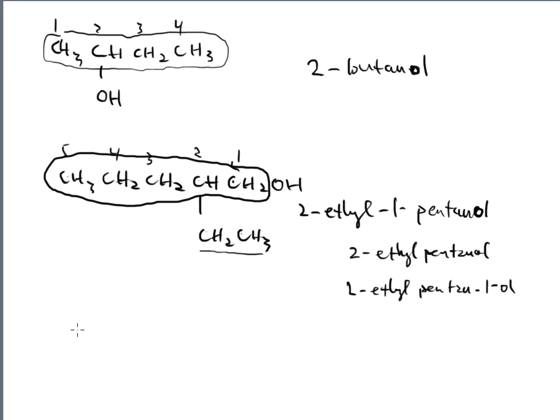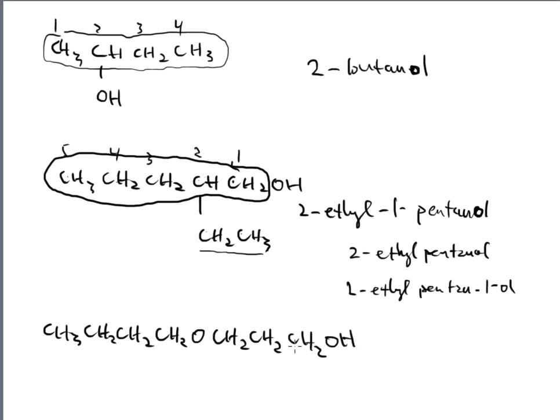All right. Next, let's do CH3, CH2, CH2, CH2O, CH2, CH2, CH2, OH. Oh, this is a good one, right? Here we have an OH group, and we have an ROR group. So I have an ether, and I also have an alcohol.